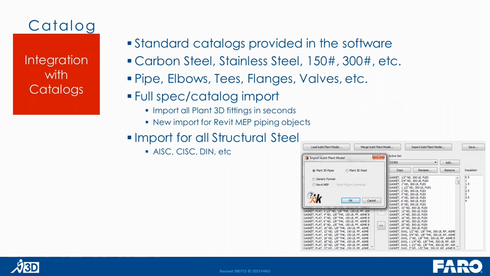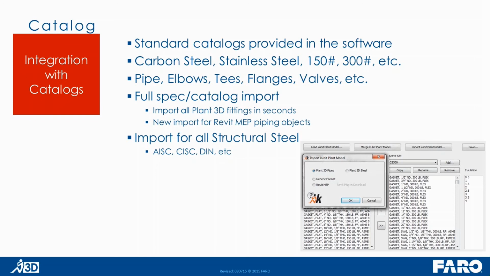We do have a generic format now, which is actually an API that we've written to encourage other products to be able to read our outputs. And you also can see here that we have the Revit MEP import. This is something that our users have been asking for a while, so we're very excited to have it. And there's also a link there for the plugin download.